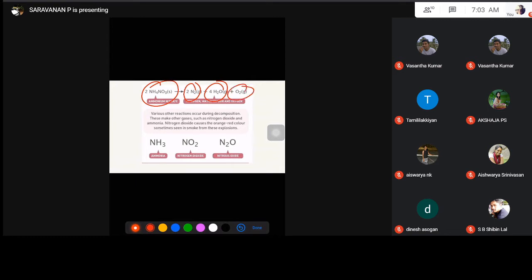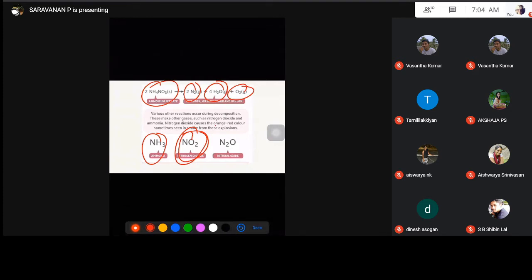This is mainly responsible for the red color of the blast. Most viewers were asking about the color of the blast. It is a blood red color. The reason for the blood red color is this nitrogen dioxide. So once again, I repeat, nitrogen dioxide causes the orange red color, sometimes seen in smoke from these explosions. This is what I want to stress.